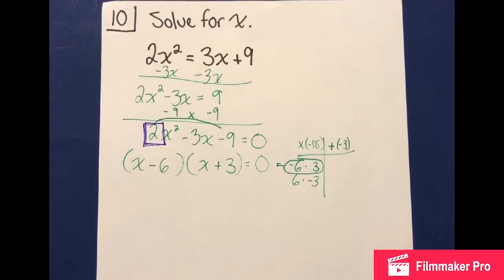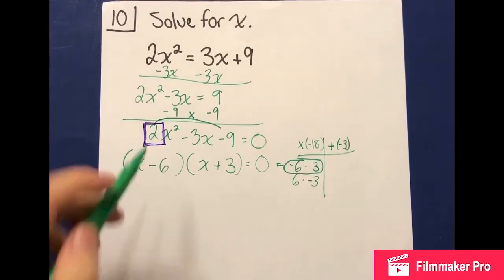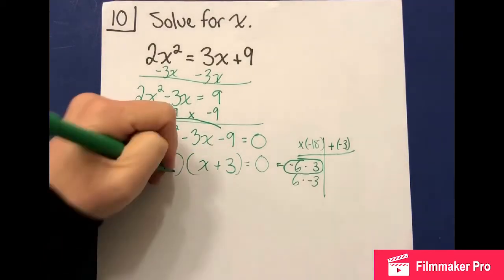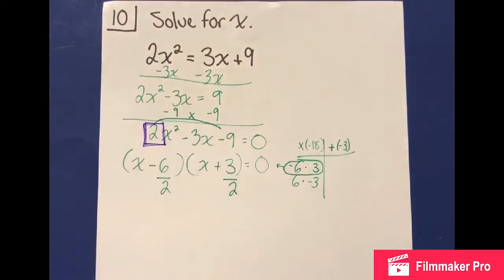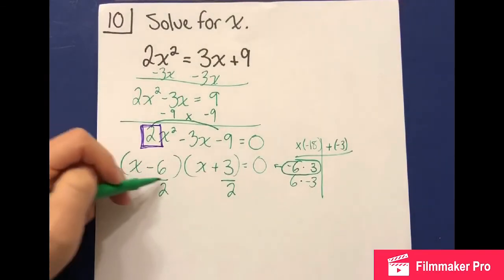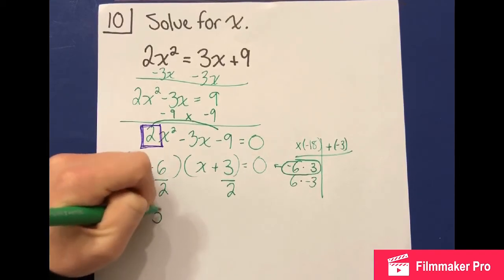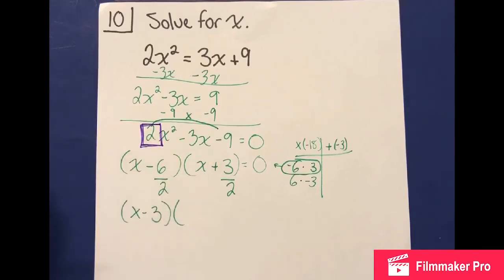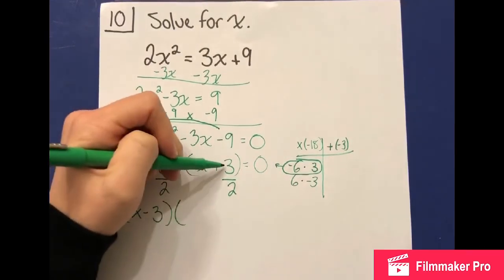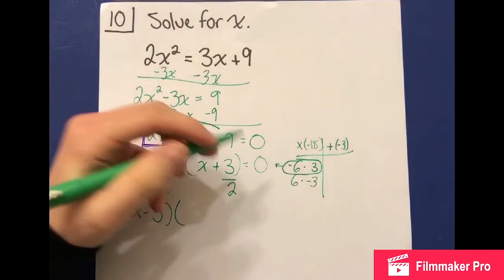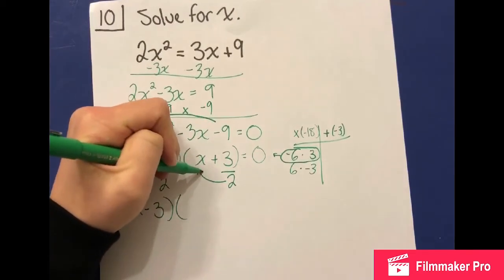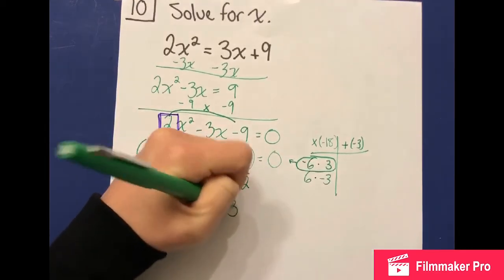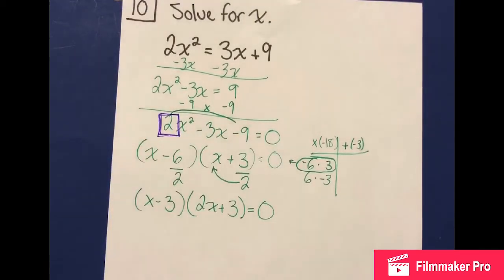I'm not done. I can't just set these equal to 0. The reason is because I multiplied by 2, I now have to divide by 2. So divide by 2, divide by 2. Over here, this ends up being x minus 3. However, over here, it's not going to go evenly. I checked to see if I can simplify it first because I would have to do that. 3 divided by 2, nothing comes out, okay? So I'm going to slide it in there, and I'm going to get 2x plus 3 equals 0, okay?